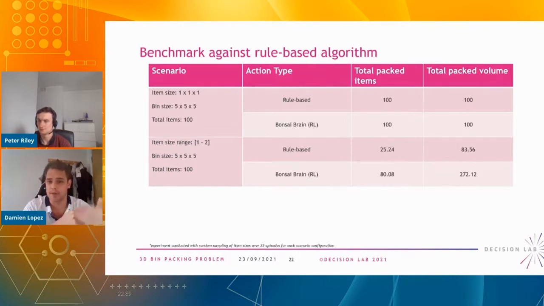With both the rules-based approach and the Bonsai brain that we trained, both were able to pack all of the items that were available to them and get up to the 80% utility that we desired. Now, an interesting thing that we will go through next is that they did it in slightly different ways.